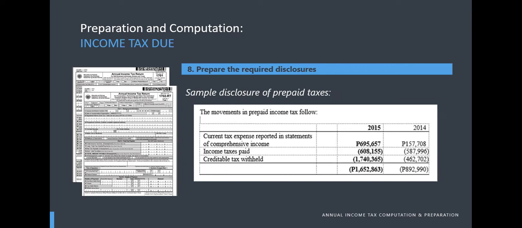Also, movements in prepaid income tax must be presented: how much is the current tax expense minus the income taxes paid and the creditable tax withheld. So this disclosure should tie up with the amounts reported in the annual income tax return of the taxpayer.